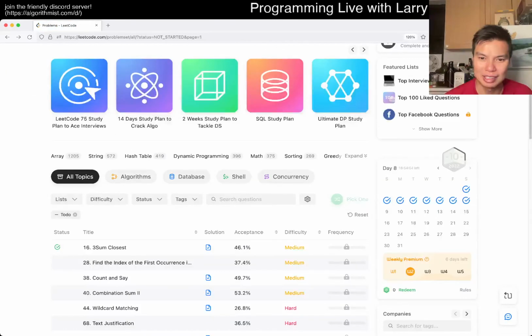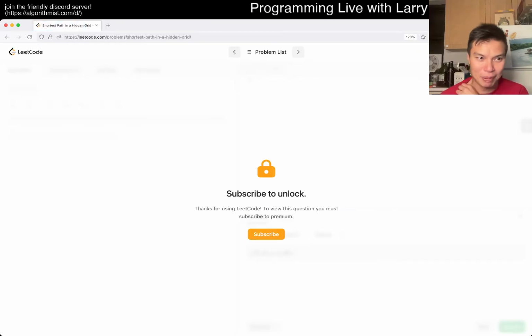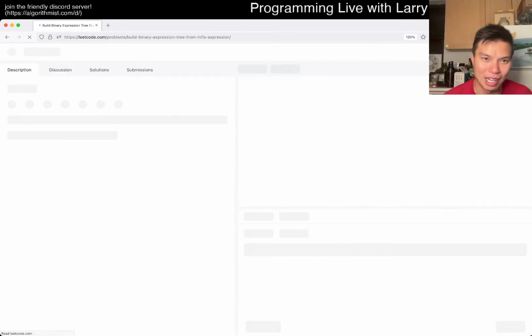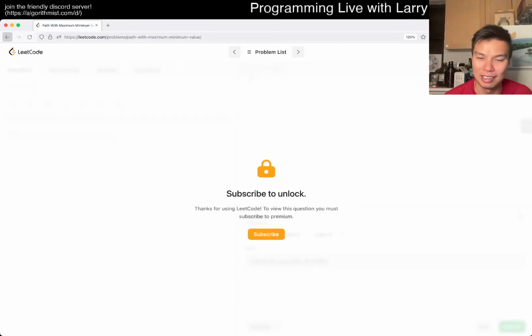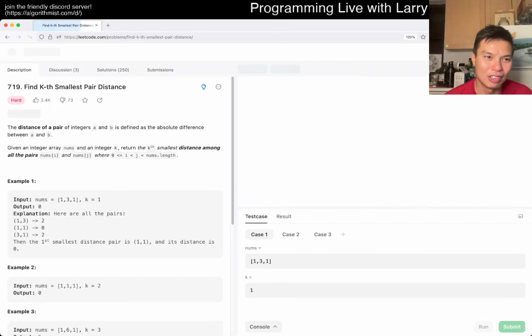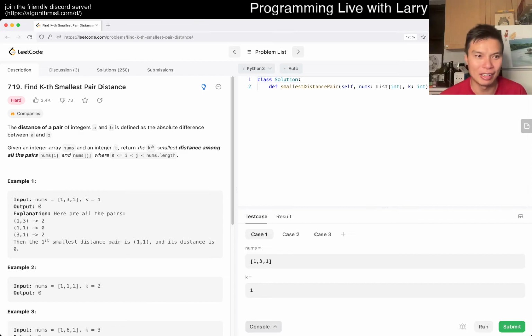And of course, there are a lot of premium problems. I have to subscribe. Maybe one day I'll subscribe just to do it. But as you can see, there are a lot, except for apparently the concurrency problems. Okay, there we go.